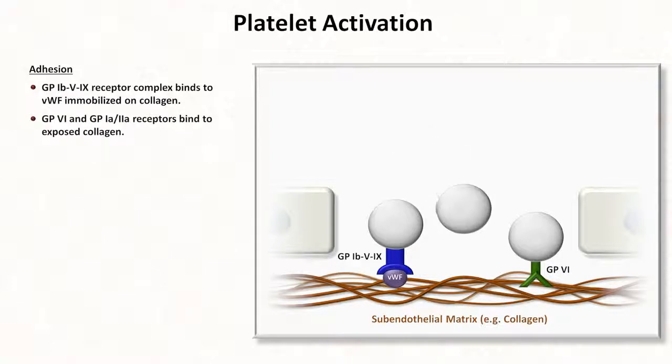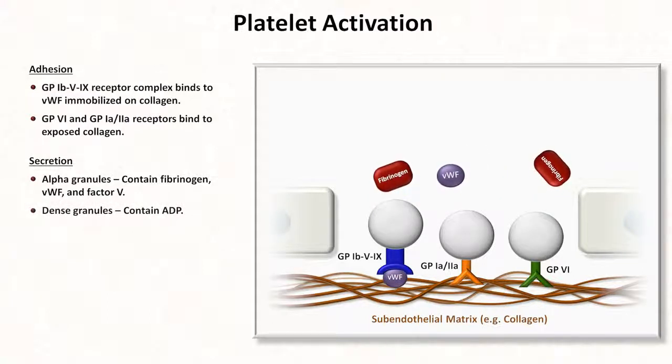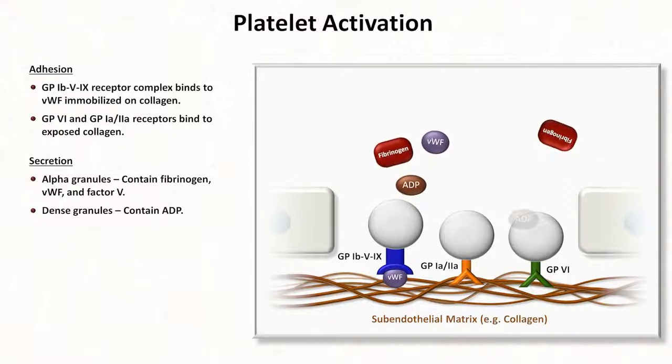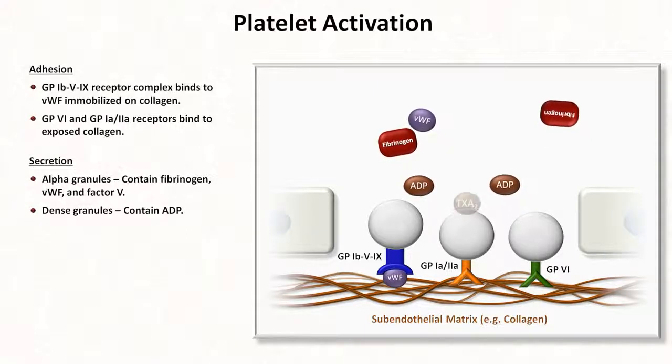Activated platelets begin secreting the contents of their alpha granules, which include fibrinogen, more von Willebrand factor, and a member of the coagulation cascade called factor V. They also secrete the contents of the dense granules, which most importantly includes ADP. Activated platelets will also start to generate thromboxane A2, which diffuses directly through the cell membrane.